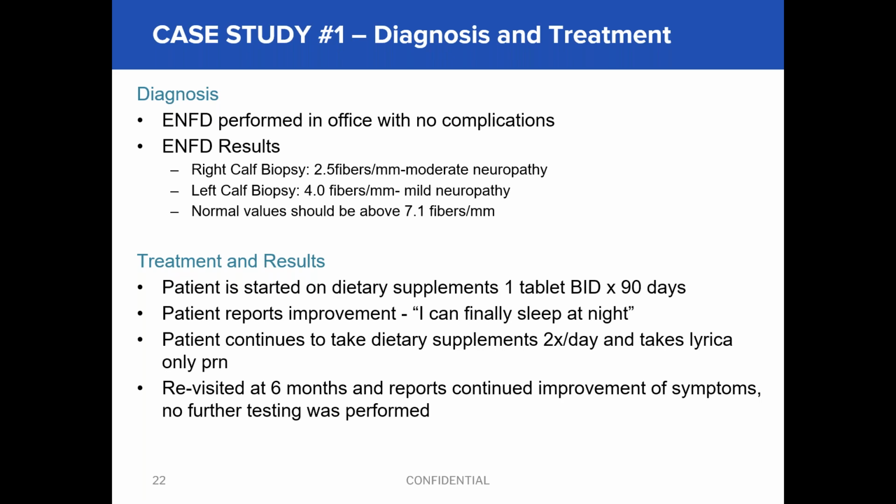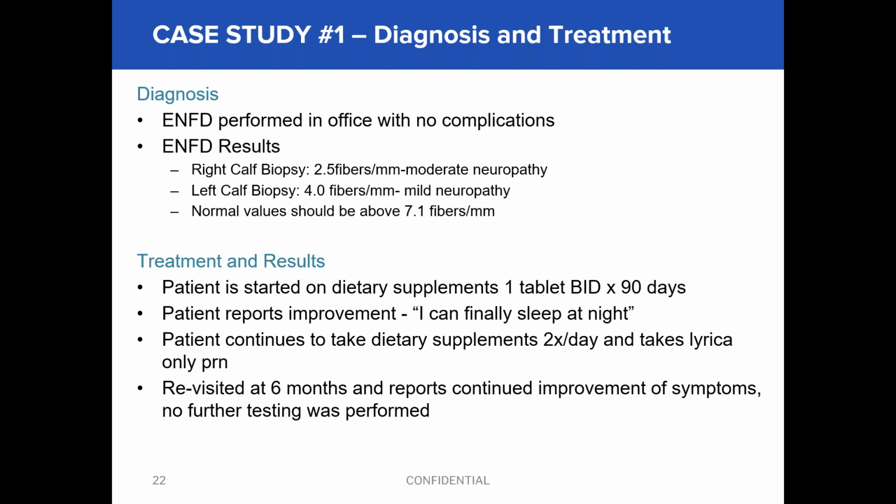The results that we had were 2.5 fibers on the right calf and 4.0 fibers on the left. Of course, like we said, we want to see about 10, but for normal values, we want them to be 7 fibers or more in each millimeter of the biopsy that we're sending. So the fewer fibers we have, the more severe the disease. On the right side, he had 2.5, so it's a pretty moderate neuropathy. On the left, he had 4, so he had mild neuropathy.